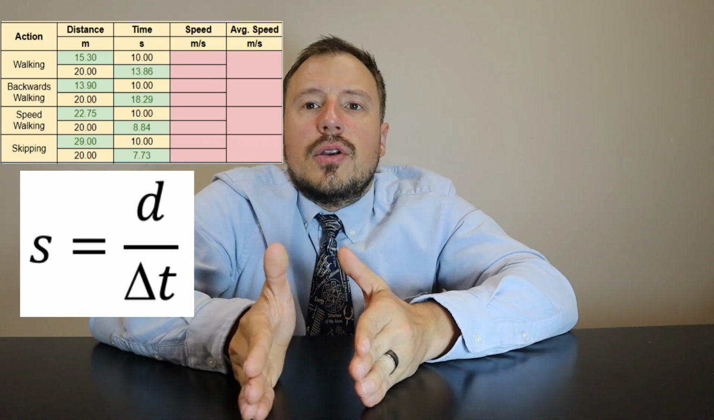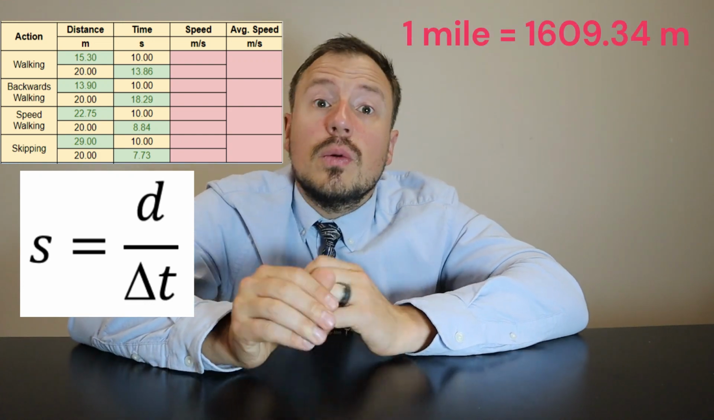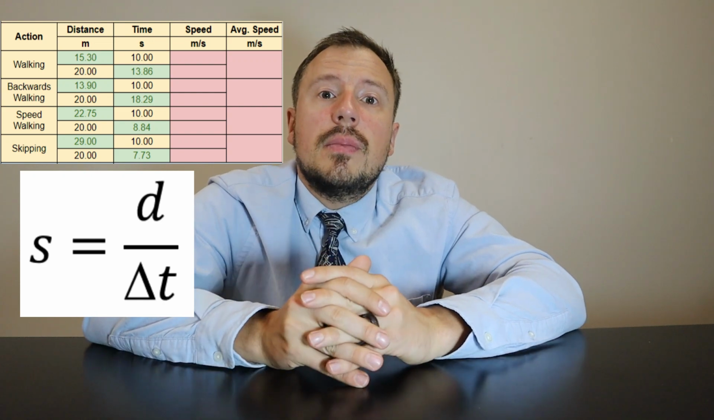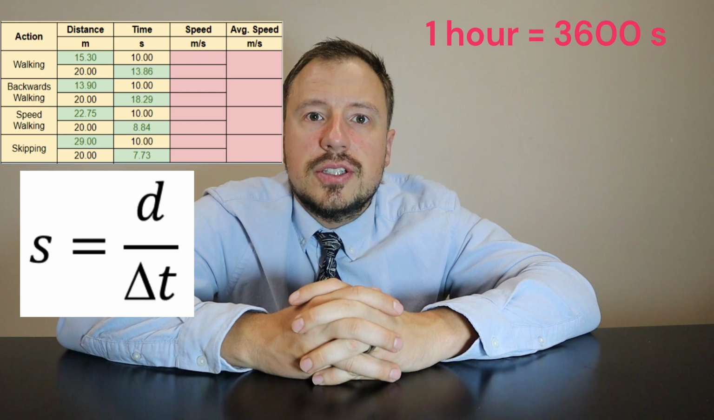So now using this average speed that we calculated for all of these, we could calculate how long it would take that person to walk a mile or skip a mile using this equation. We could also do another problem and say how far would that person travel in an hour using this equation.